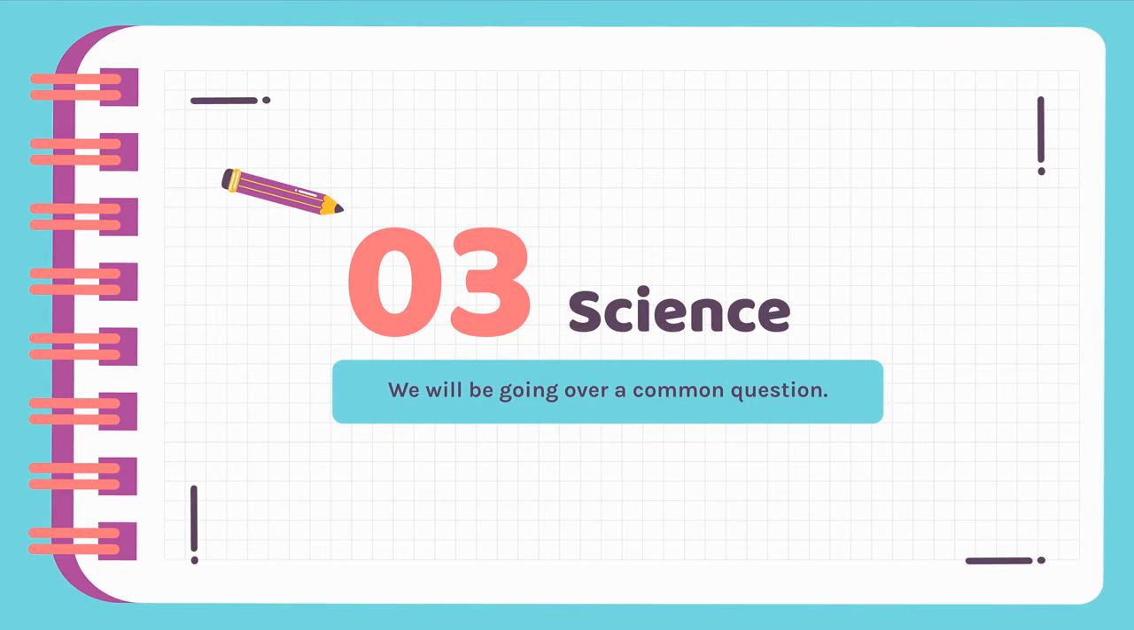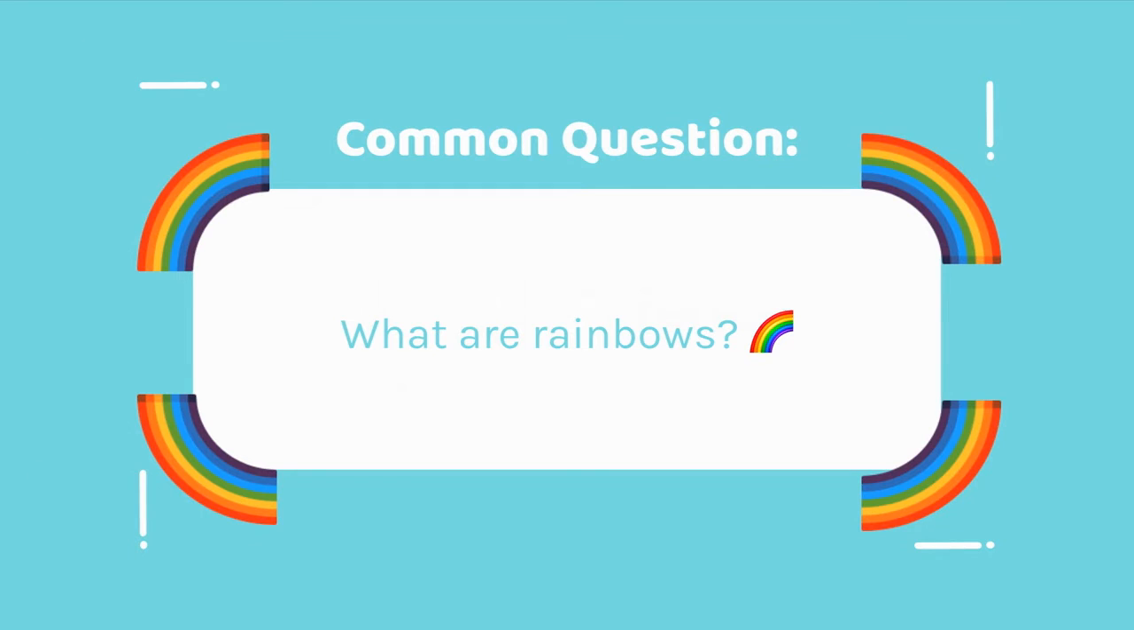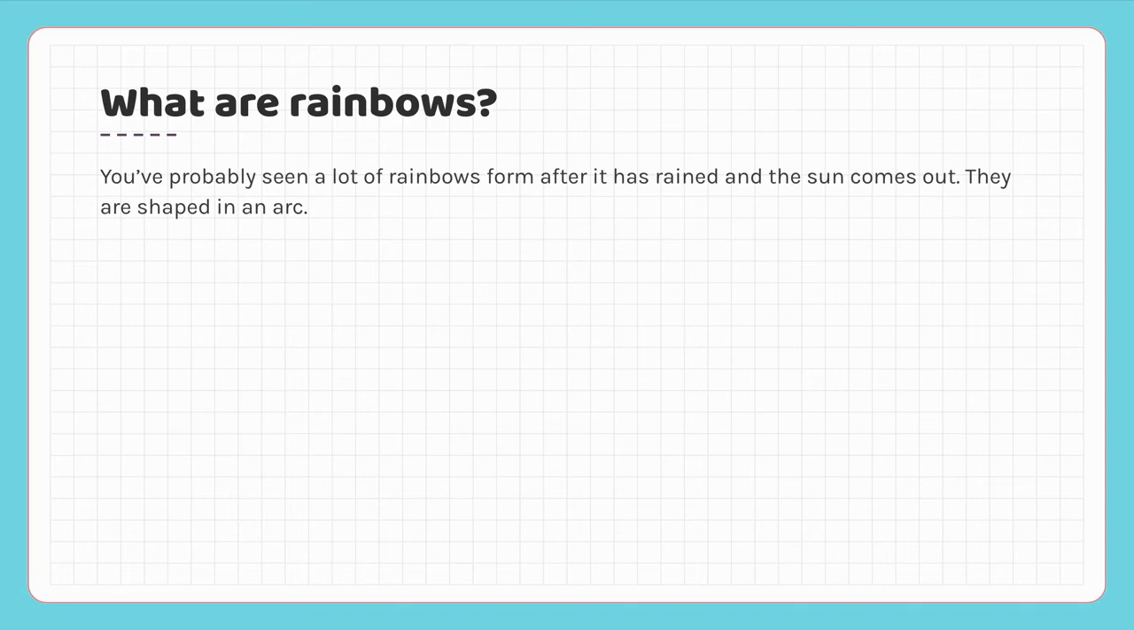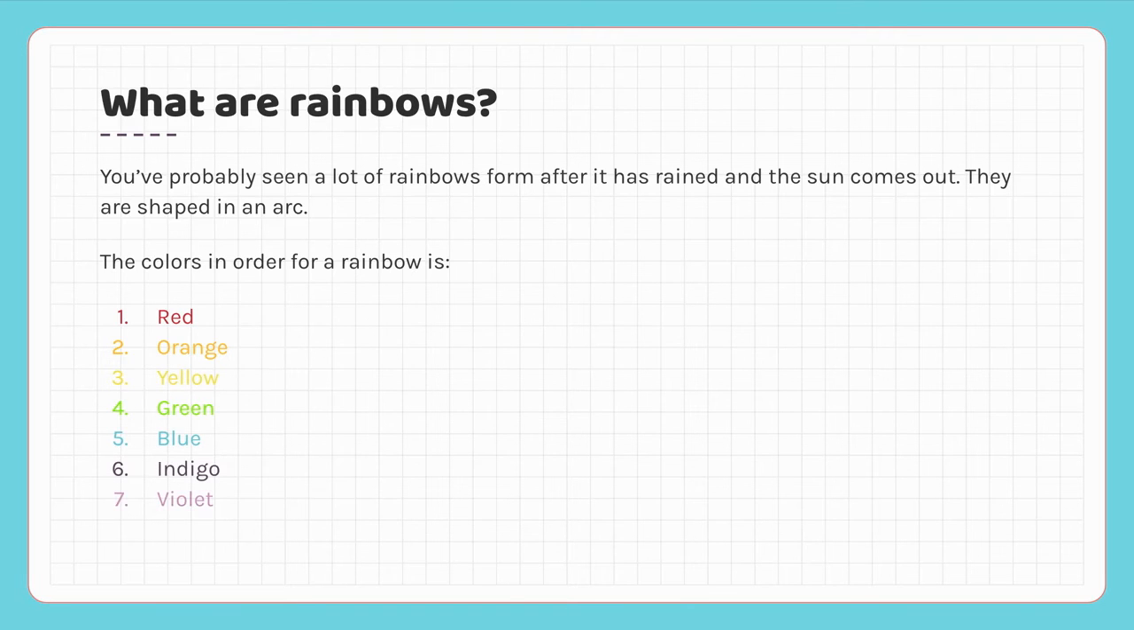3. Science. Common question. What are rainbows? You've probably seen a lot of rainbows form after it has rained and the sun has come out. They are shaped in an arc. The colors in the order for a rainbow is red, orange, yellow, green, blue, indigo, and violet.